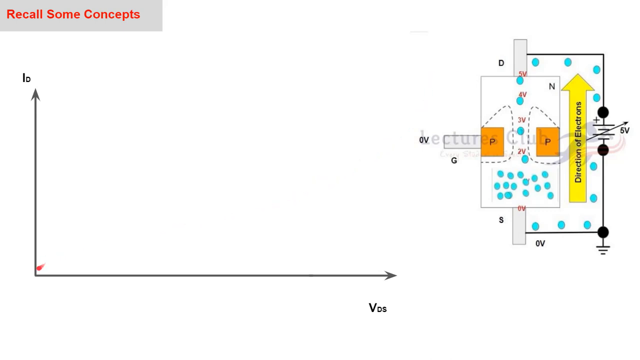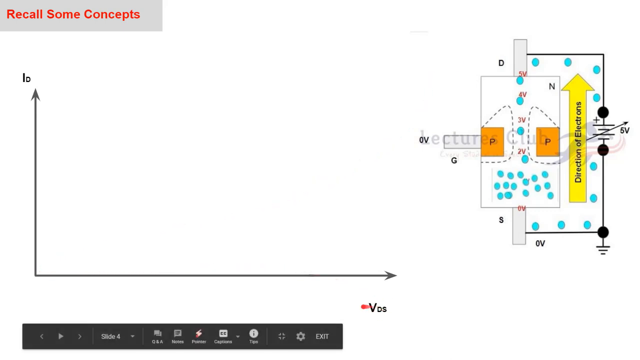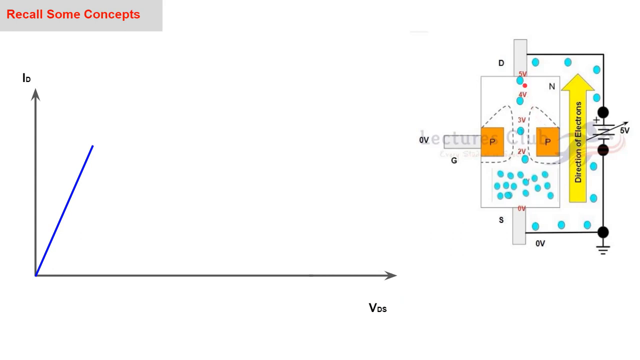So here you can see that on the horizontal axis we will plot drain to source voltage, and on the vertical axis we will plot the drain current. Let's say initially we started increasing the drain to source voltage from 0. When we increase the drain to source voltage from 0, the current will also increase, because in this situation the depletion region is not wide enough to put an impact on the flow of current, or the resistance of the channel is almost constant. I repeat, when we start changing the drain to source voltage, what will happen? The drain current will increase.